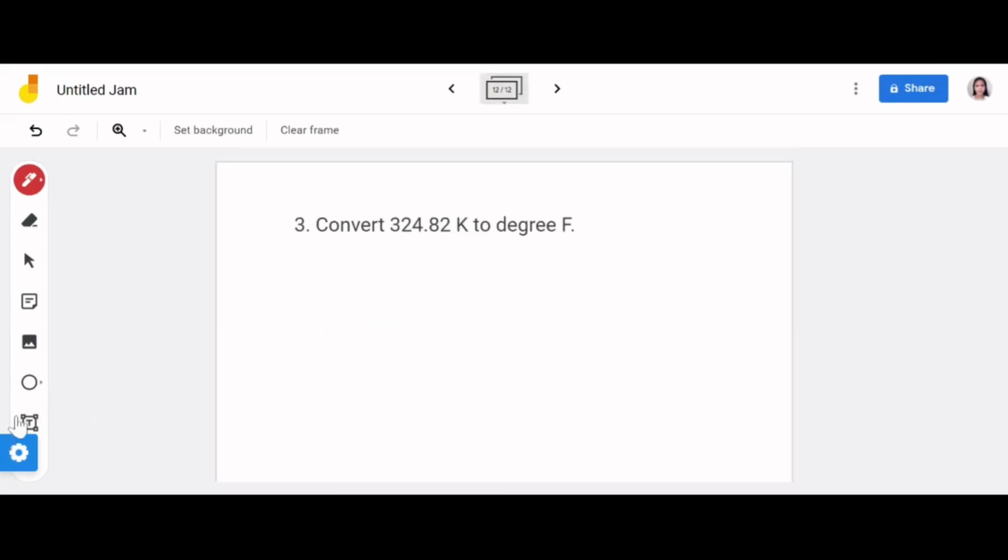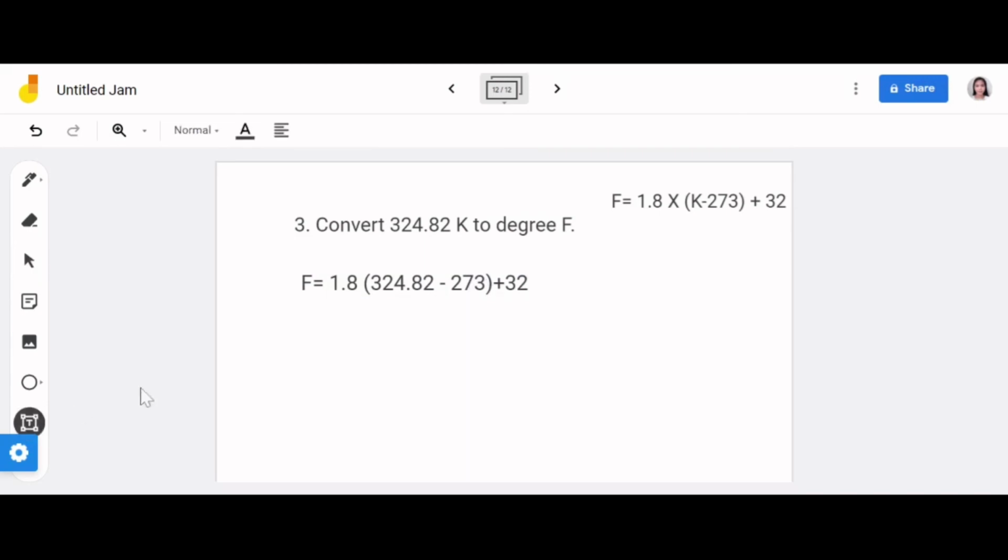And the last sample problem in temperature is to convert 324.82 Kelvin to degree Fahrenheit. The formula for Fahrenheit is 1.8 times Kelvin minus 273 plus 32. We have to substitute the Kelvin. Write down the formula 1.8 times 324.82 minus 273 plus 32, and the result is 125.28 degree Fahrenheit.